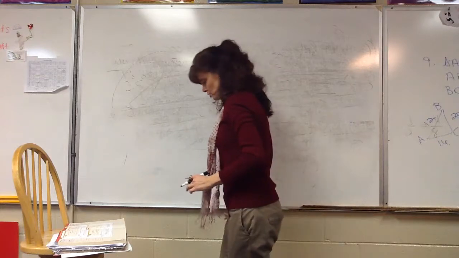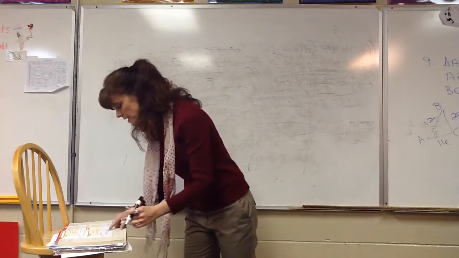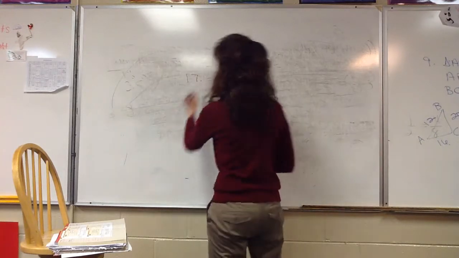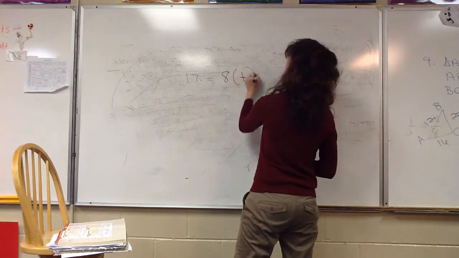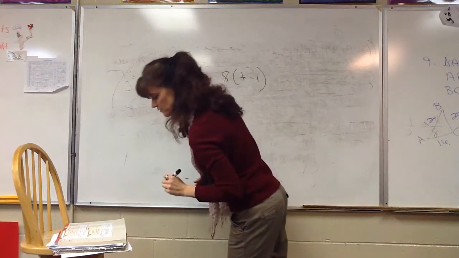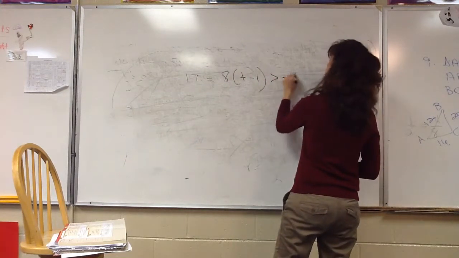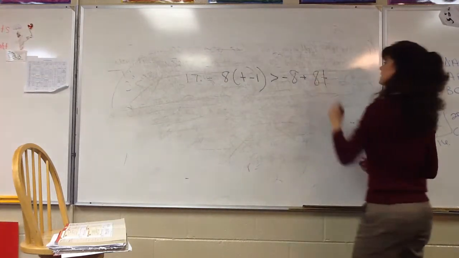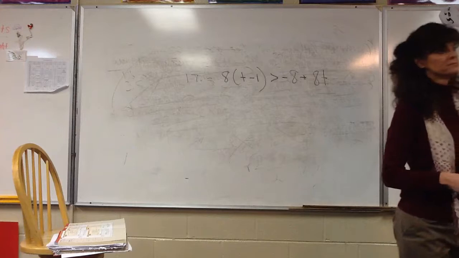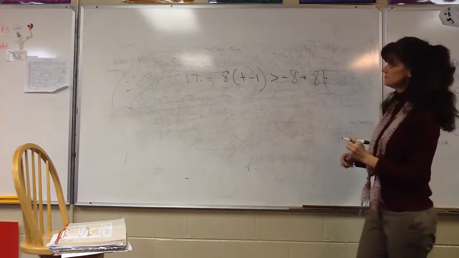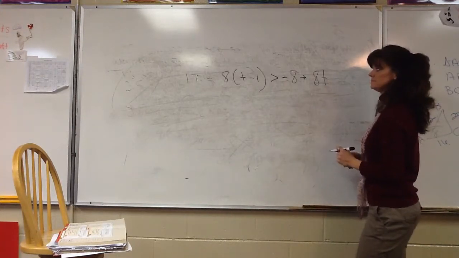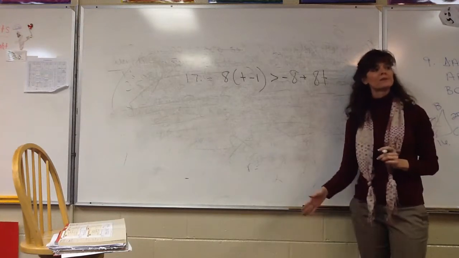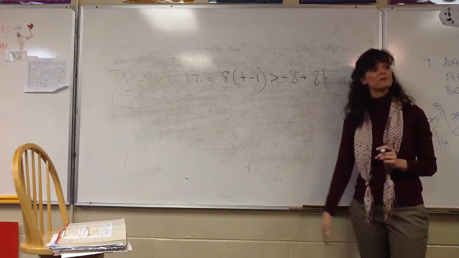Okay, now, whoops, I missed that, didn't I? Okay, number 17. We have 8 times t minus 1 is greater than negative 8 plus 8t. Daniel, help me solve that. First, add 8 to each side. Wait, go one step at a time, Daniel. What am I gonna do first? What's my very first thing?